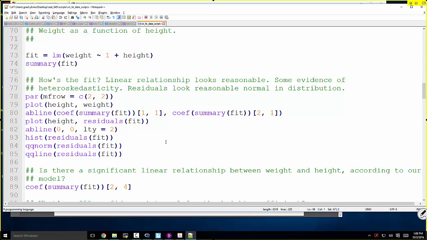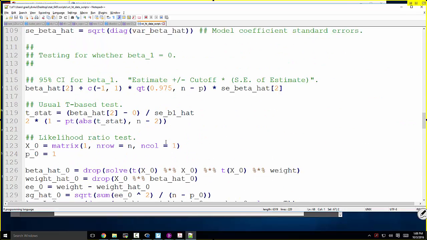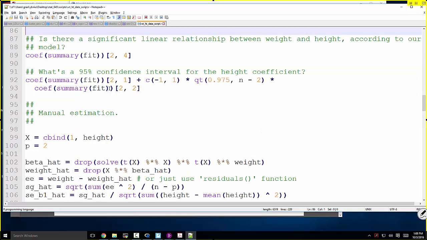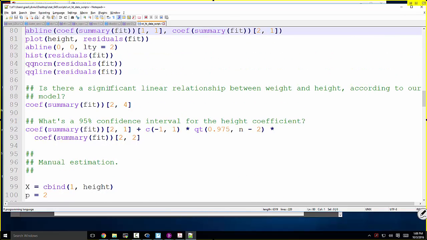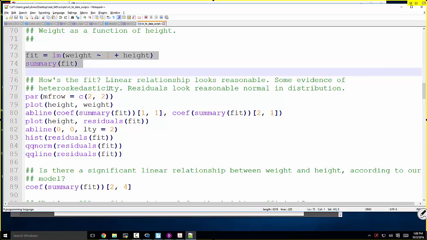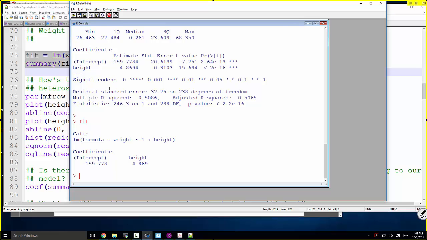Okay. Let's come down to... let me estimate. Let me do this real quick. We fit the model between just weight and height. This one right here, that's the one we just did. Let me just define it. So now fit is an object that contains the output.